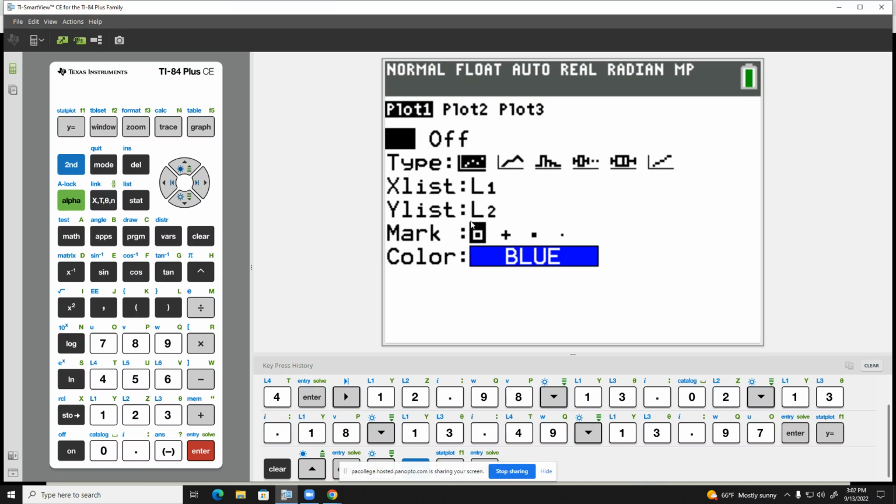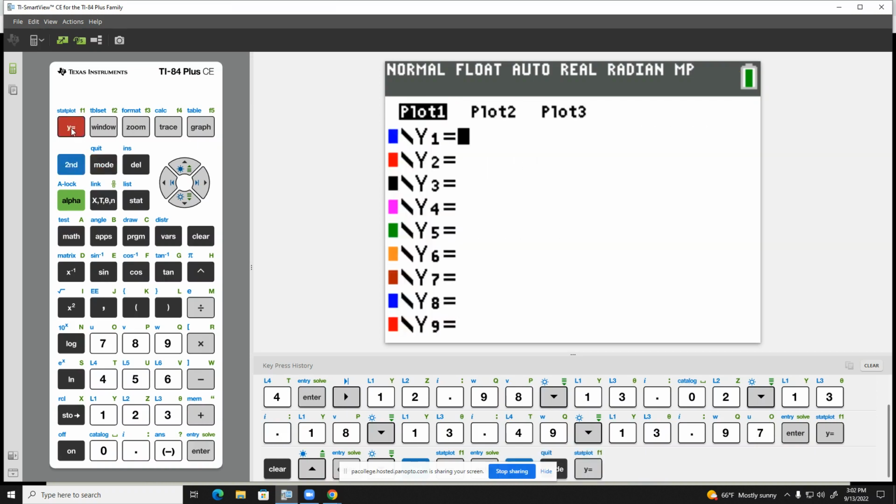And I usually pick this first mark, the square, because that's easiest to see on my graph. If you have the color calculator, you could choose color as well, and I'm going to leave that as the default. So that's how I would turn that on. Once I set that up once, though, it is set up. And so from there, I can always just go to my y equals, and if my box is dark around the plot, my plot's on. And so here I see plot 1 is on, plots 2 and 3 are off.